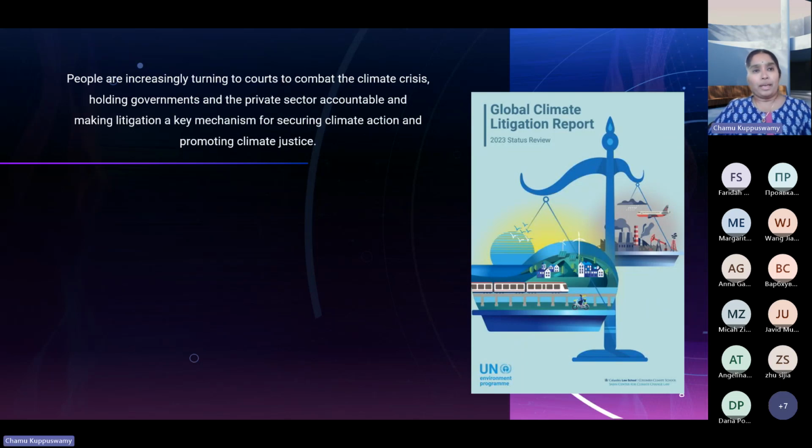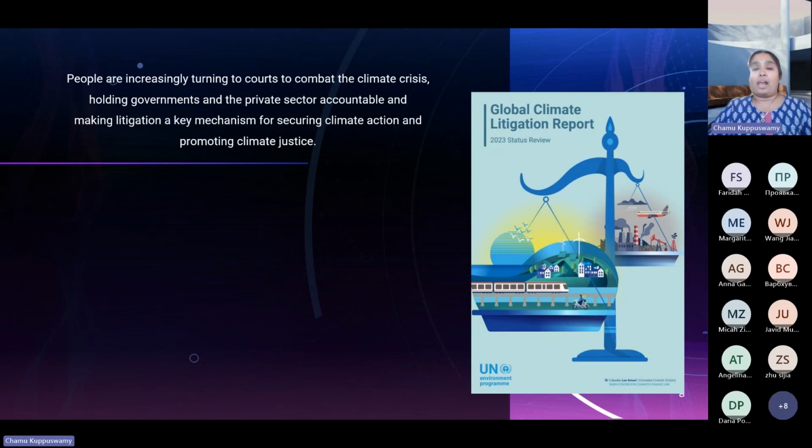The director of UNEP said the following. She said, people are increasingly turning to courts to combat the climate crisis. They're holding governments and the private sector accountable and making litigation a key mechanism for securing climate action and promoting climate justice. So two key themes we have already come across.